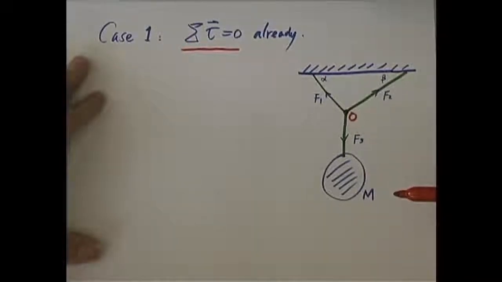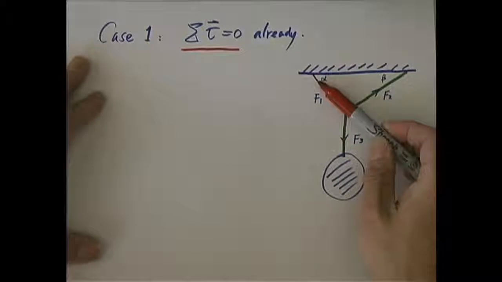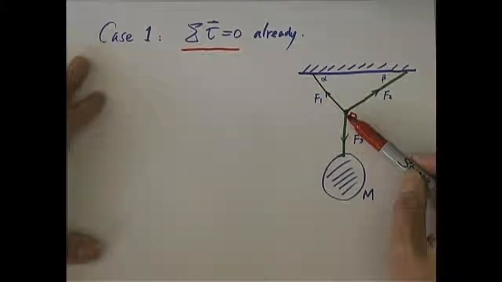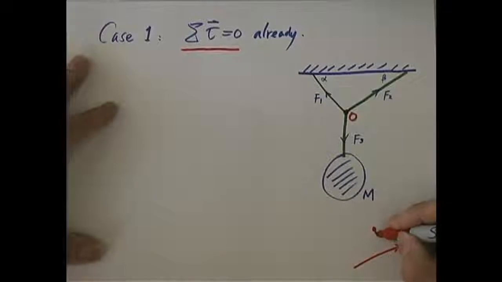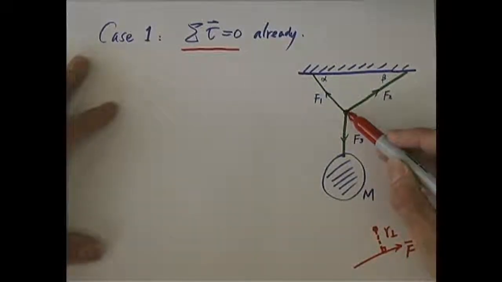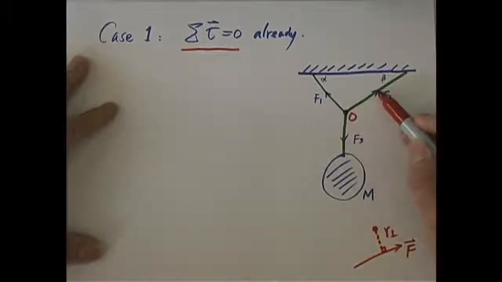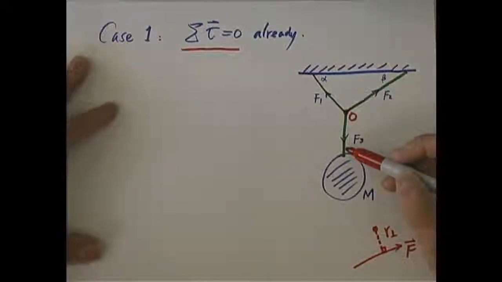Because when I do that, I find that since F1 passes through that point, what's the lever arm produced by F1? We recall lever arm is the distance between a force and the point of interest, right? The vertical distance. That is the lever arm. And that's obviously 0 because that point is right on the force. So F1 produces no lever arm, and therefore the torque is 0. So is F2, and so is F3.